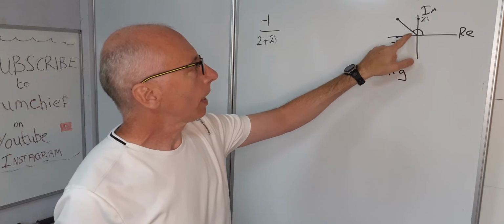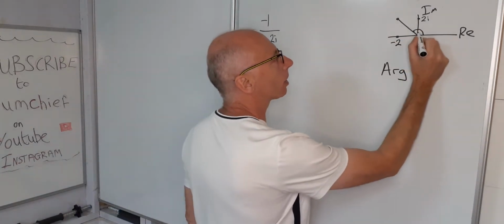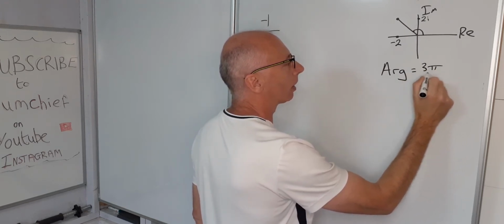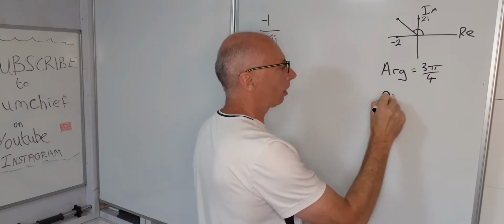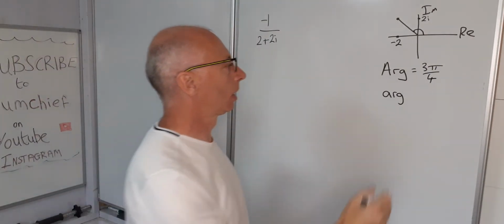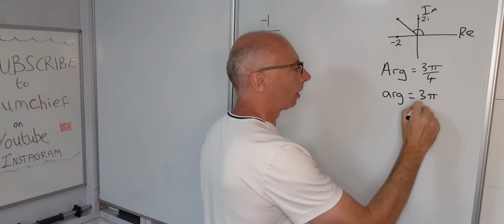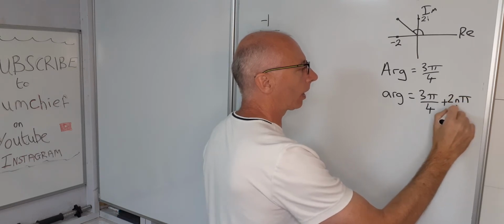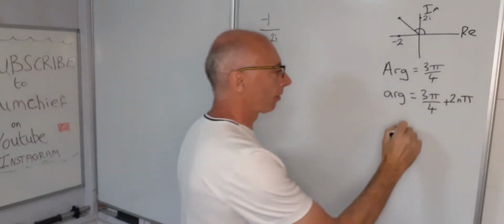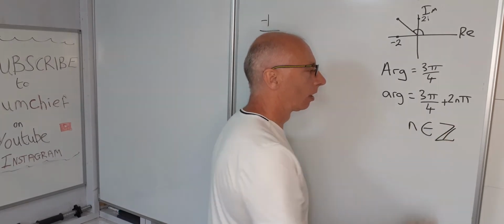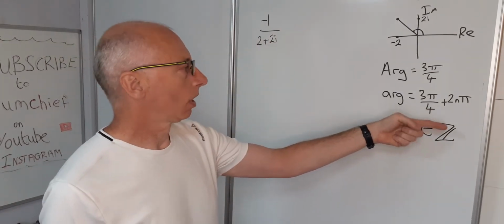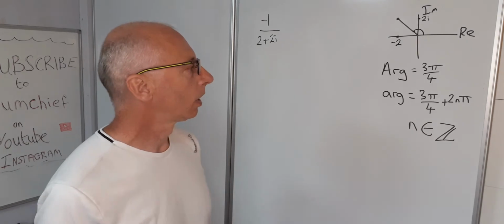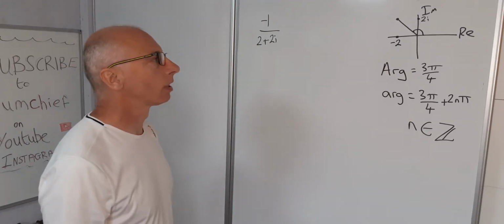So what is this angle here? Well, we've got a right angle there, which is pi over 2 plus a pi over 4. So we've got 3 pi over 4. And what we could say is the argument, that's any argument, equals 3 pi over 4 plus 2n pi, where n is any integer. So that will then give us, we go to 11 pi, 19 pi, all over 4, keep going on and on and on, infinite many solutions.